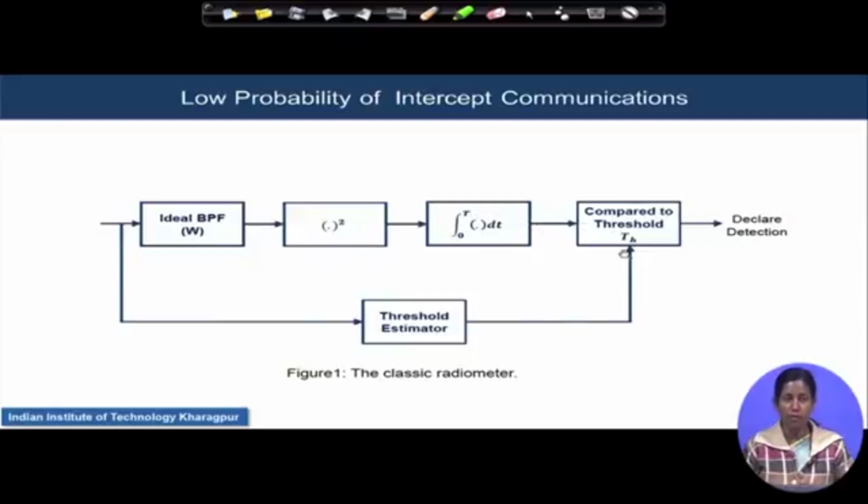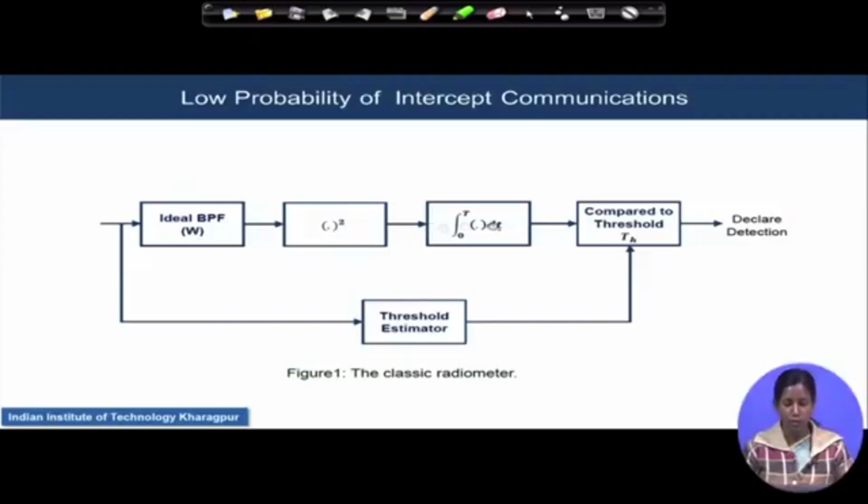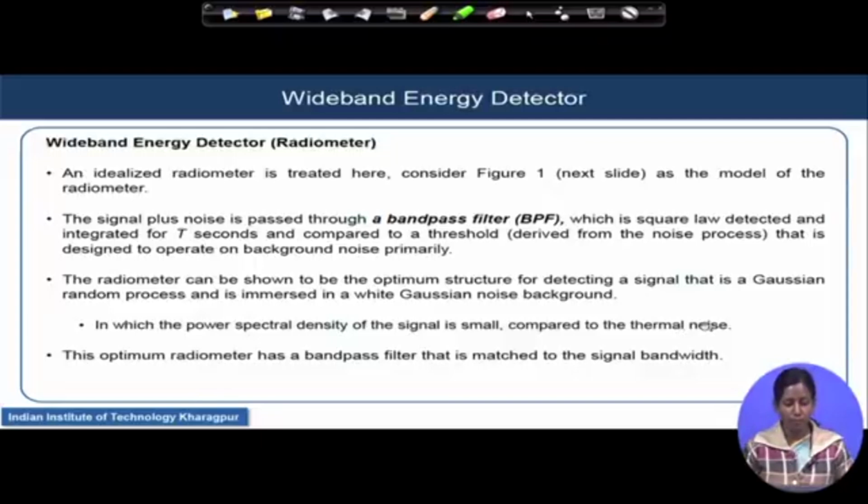The output of this integrator you are comparing with a predefined threshold, and the estimation of this threshold will be done when the signal is not present. So, the threshold is chosen with respect to the noise variance. In the presence of the noise, we estimate some value of the threshold, and hence if the square law output and the integrated signal is above that noise level threshold, we declare that there is a detection of the energy. So, that is the classical radiometer, the way it works.